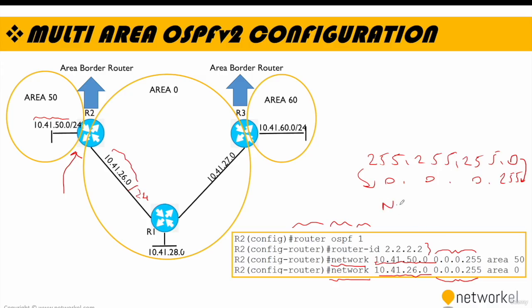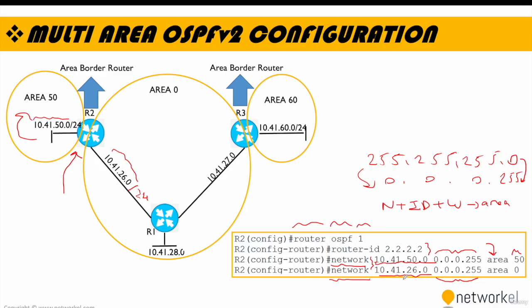Let me write here: network ID, and the wildcard mask, followed by the area keyword and the area that the interface belongs to. So for this network, it will be area 50 because this network belongs to area 50, right? 10.41.50.0 belongs to area 50.